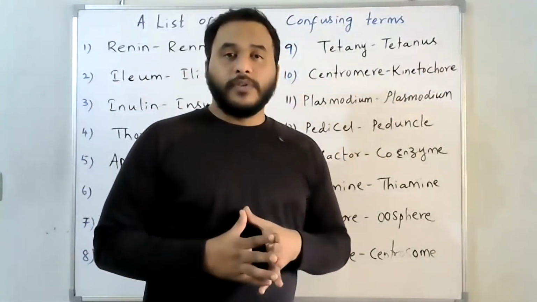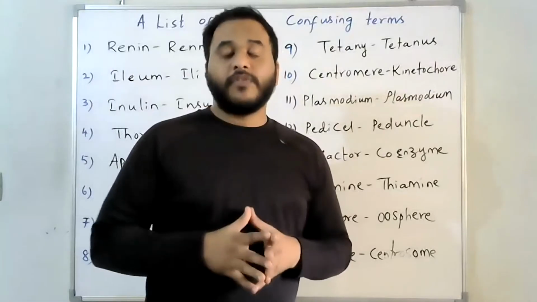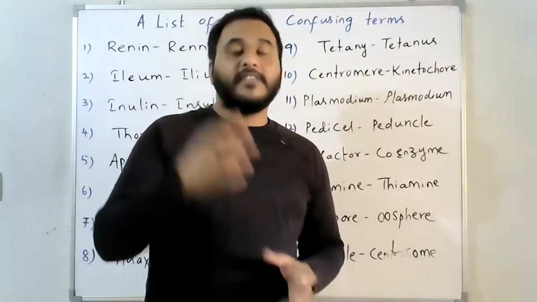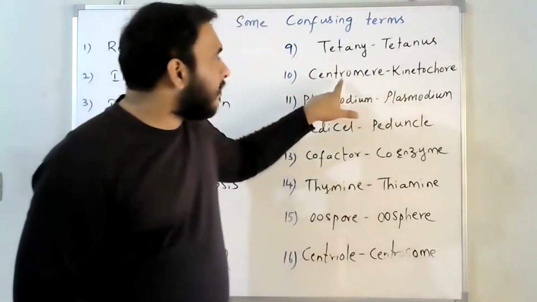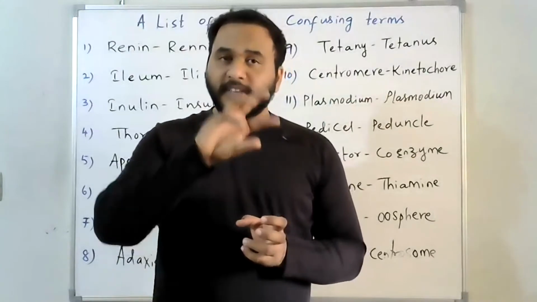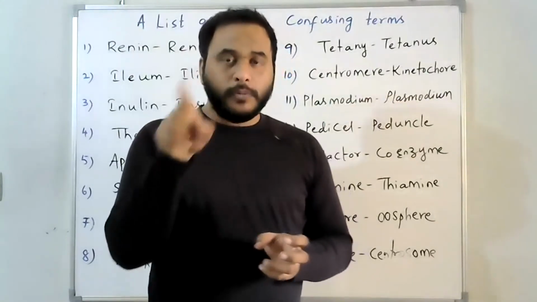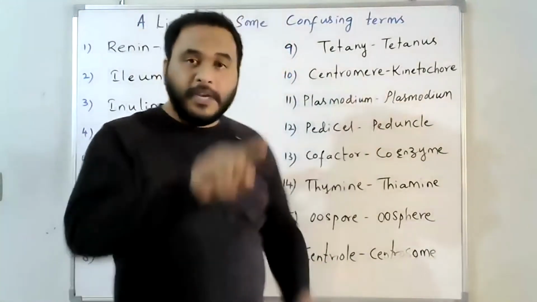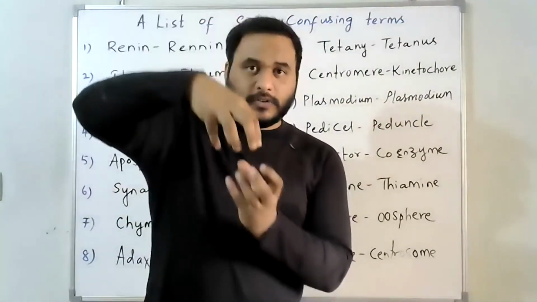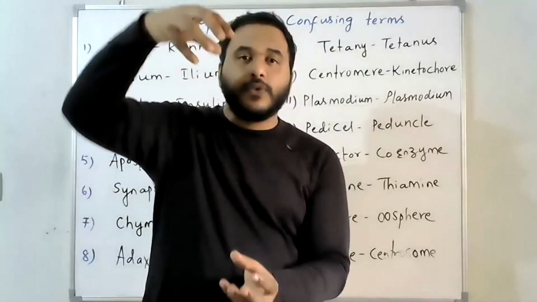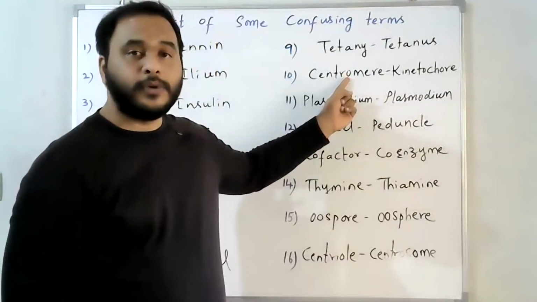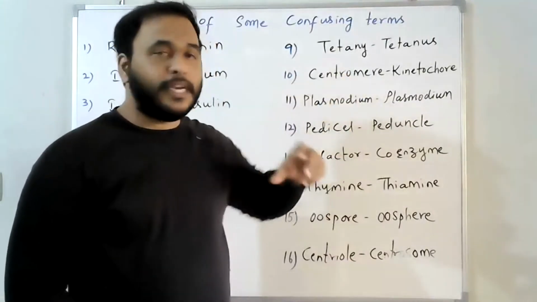Next, coming to the 10th, centromere and kinetochore. This is also confusing in terms of functioning. You will get confused many times while studying cell division, as you will come across this. Centromere is just a constriction. Centro means center. Mere means spherical. It is present at the center, and the two sister chromatids will be attached to this centromere. So it is a primary constriction.